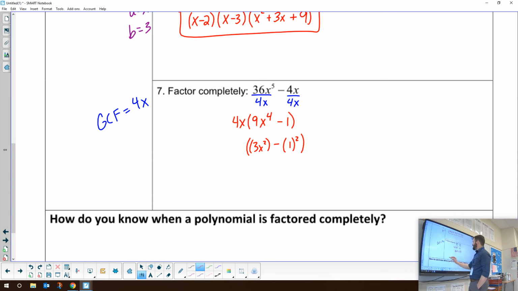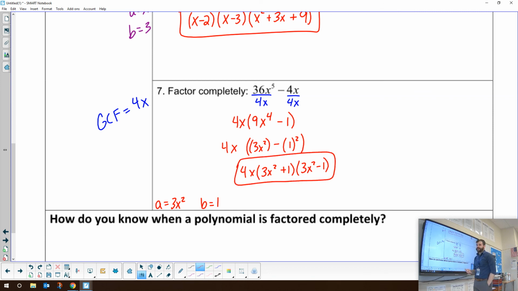Okay, so that means that my A equals 3x squared and my B equals 1. So whenever we write this out, can't forget the 4x in front. We're going to go 4x times 3x squared plus 1 times 3x squared minus 1. Okay, let's see if we can factor this again. This 3x squared minus 1, well, it's very close to being able to factor. 1 is a perfect square, x squared is a perfect square, and we're subtracting, but 3 is not a perfect square. So I actually can't factor this anymore, and this is simply going to be my answer.